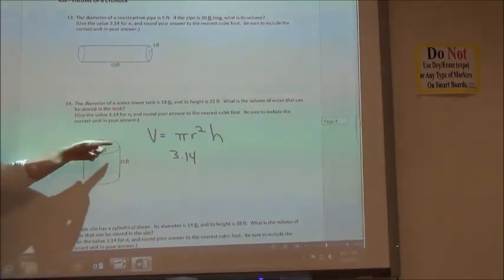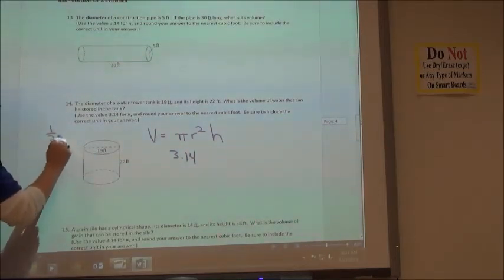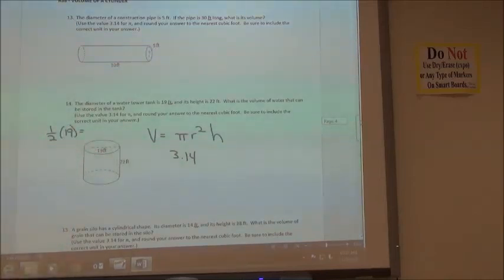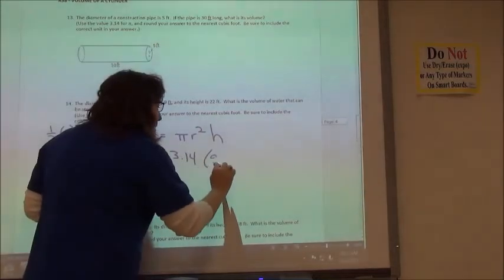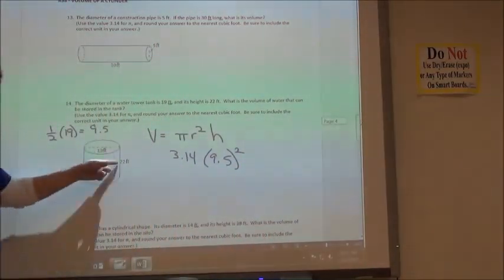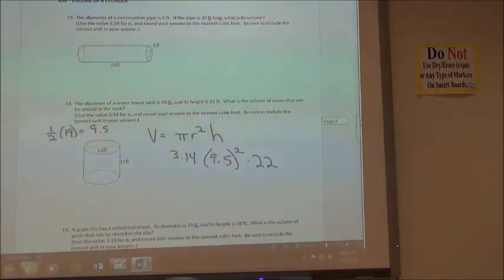You have to be careful. Sometimes they give you the radius, sometimes they give you the diameter. My line's all the way across, they gave me a diameter, and I have to take half of that to find the radius. So if we take half of 19, we get what? 9.5, right? Since we're probably using our calculator, we'll use 9.5. So 9.5 squared, and then times the height, and the height is 22. So 3.14 times 9.5 squared times 22. And again, on your calculator, you can either use the parentheses or just use the times sign, then you don't need the parentheses. Just put the times sign in between each of those.